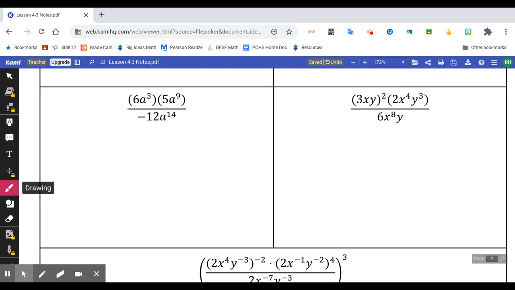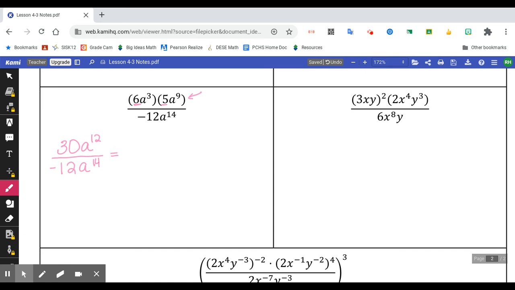Hopefully it's starting to make sense to you. So back to adding in more properties. Top row first, multiplication. So 6 times 5 gives me 30. And then I add my a's. So 3 plus 9 gives me a to the 12th. Over, I didn't touch the bottom, so it stays, negative 12 a to the 14th.